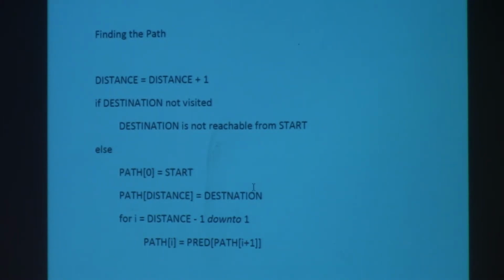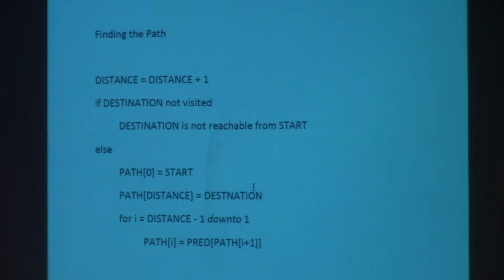Now, I'm doing this whether or not I was able to reach it. It's possible that J is unreachable from A, or from some starting vertex. So I'm going to increase the distance to distance plus 1, pretending that I've reached it, but then I have to check. If destination is not visited, then it doesn't matter what distance is equal to. It's invalid. So therefore, if destination is not visited in the unvisited vector, then I can say destination is not reachable from the start. I'm done.